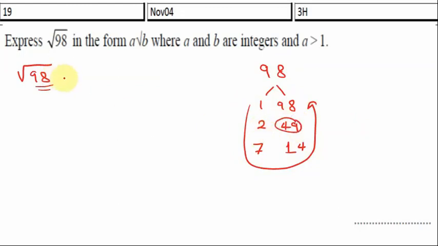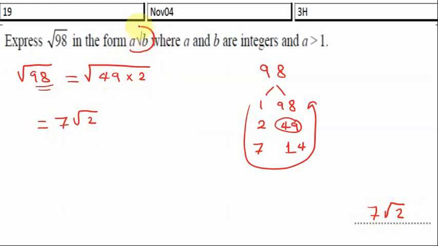So instead of root of 98, I'm gonna write root of 49 multiplied by 2. And I'm gonna find the square root for each number. So root of 49 equals 7. And root of 2, we keep it here. So 7 root of 2 is the final answer. So we found it in the same required form.